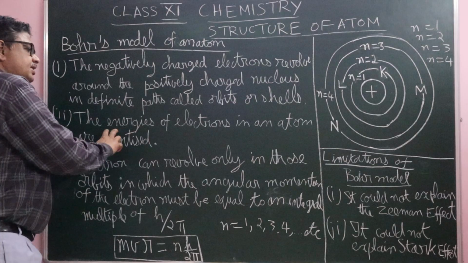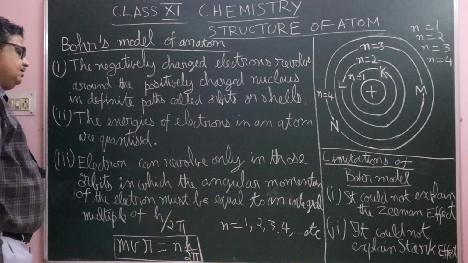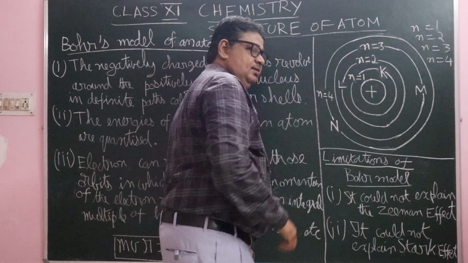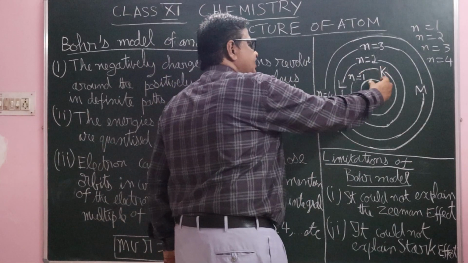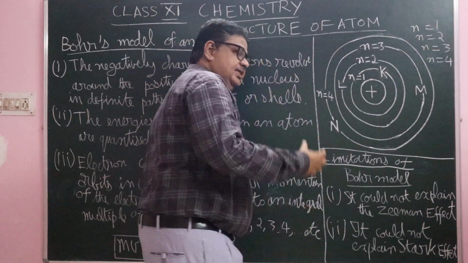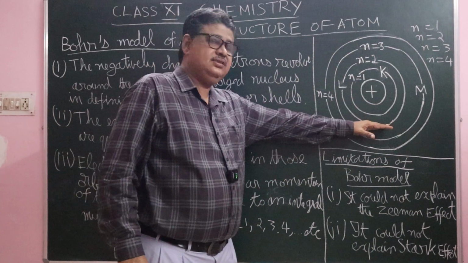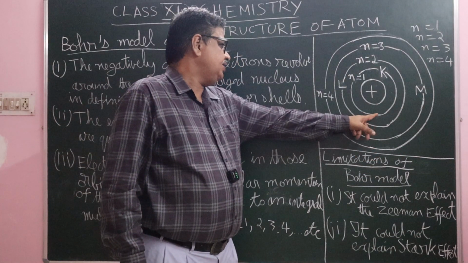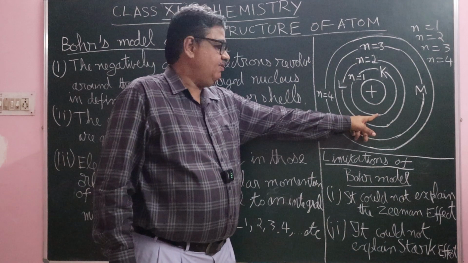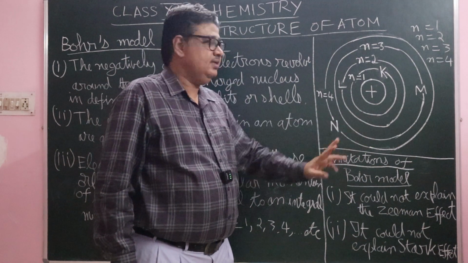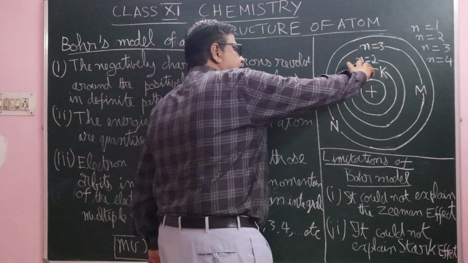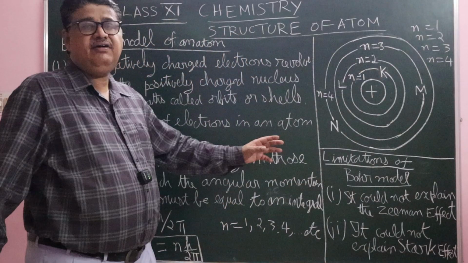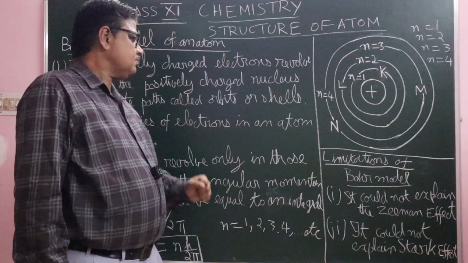Therefore, the energies of the electrons in an atom are quantized. That means the electron will have a particular energy in a particular shell. In each and every shell, the electron will have different energies, different energy levels. The K shell is the lowest energy level, and the N shell is the highest energy level here. The energies of these shells are called different energy levels. The electrons will have different energies in different shells.